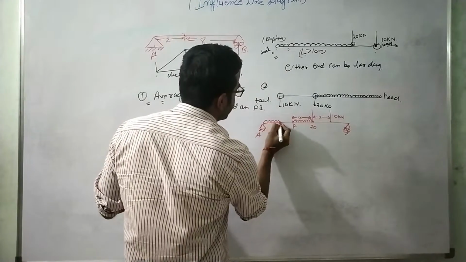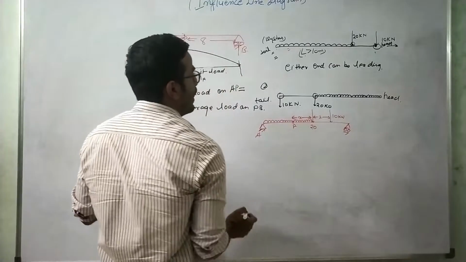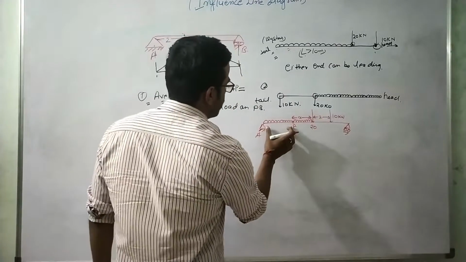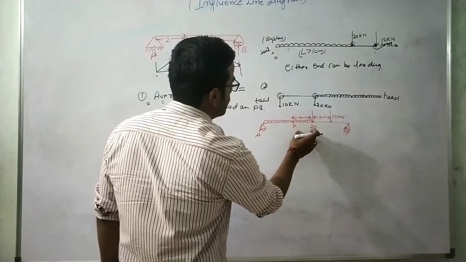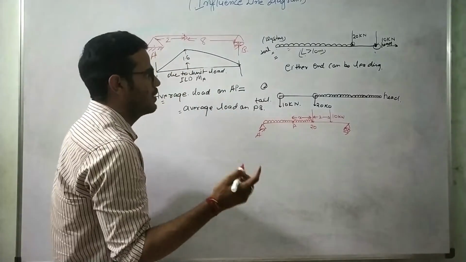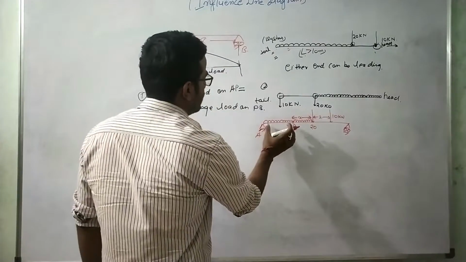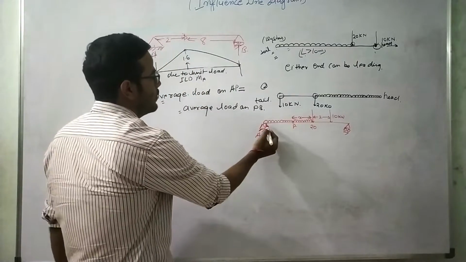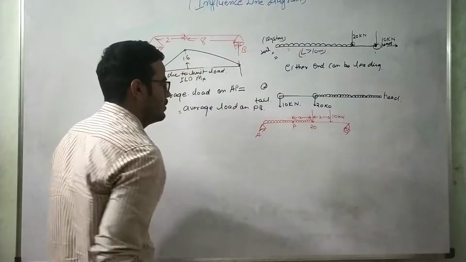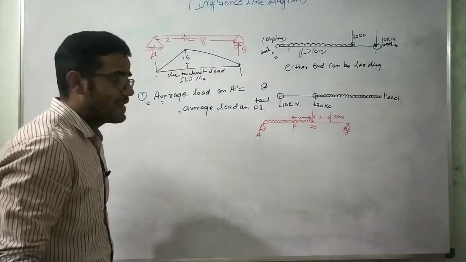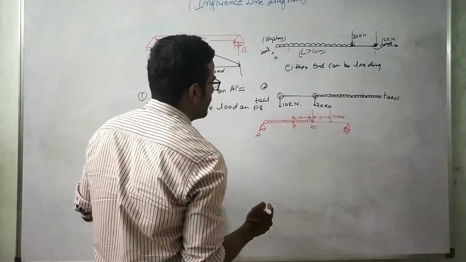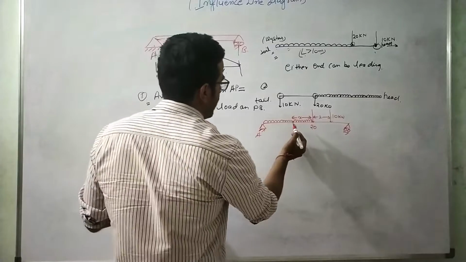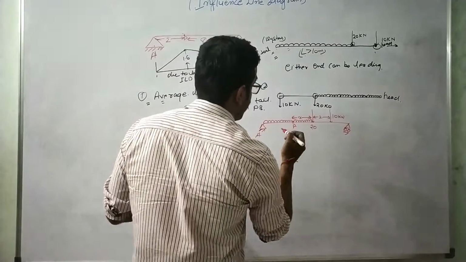Why? Because L is greater than 10 meters. So this distance is 2 meter. This distance is 2 plus X only, so it will definitely be smaller than 10. So the whole portion will be occupied by the UDL. The uniformly distributed load will act on this complete portion. Now we will calculate the maximum moment that will be generated.